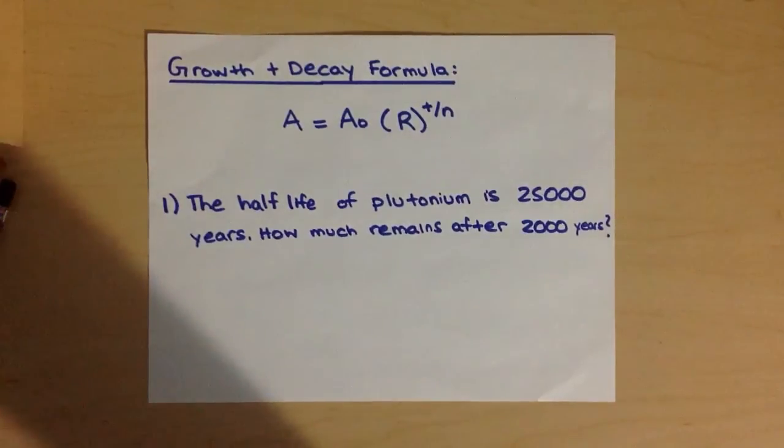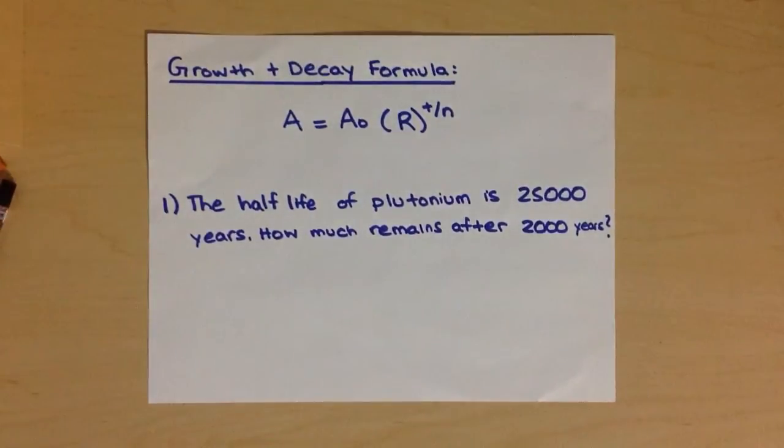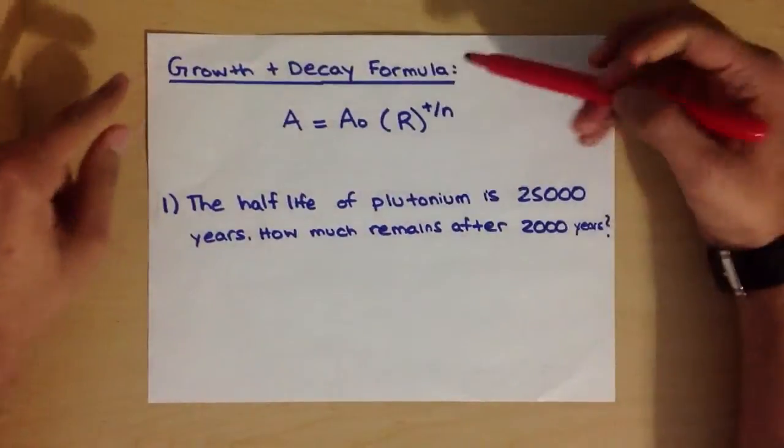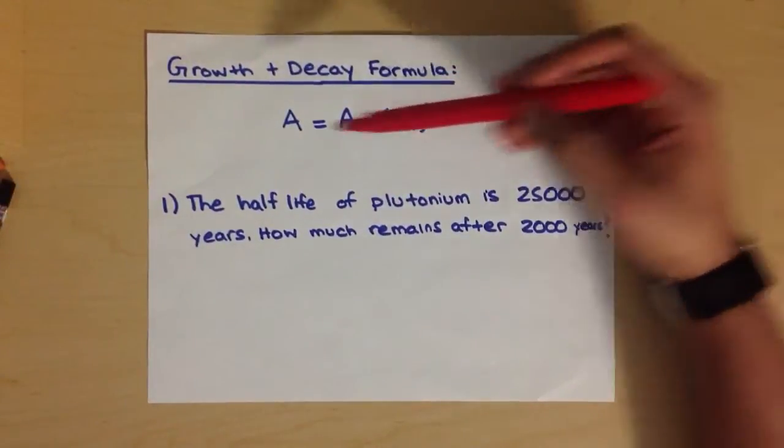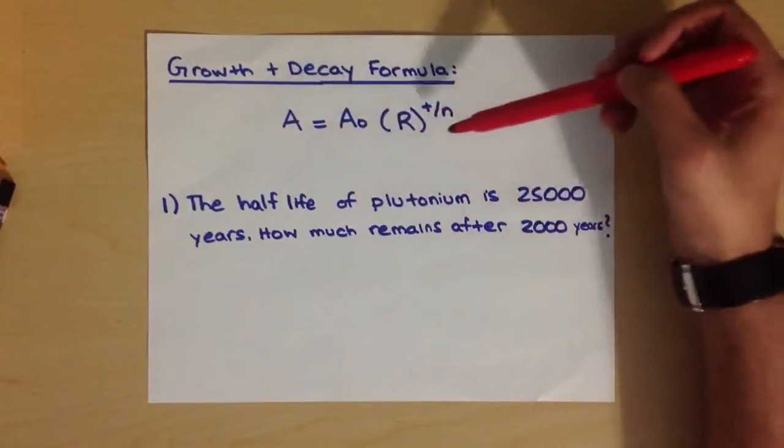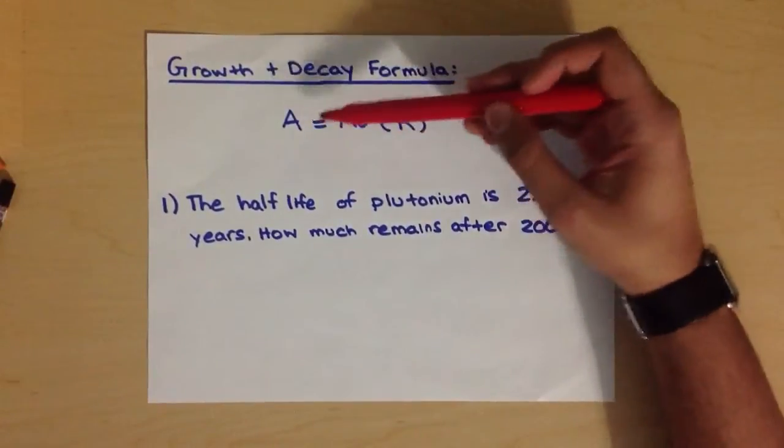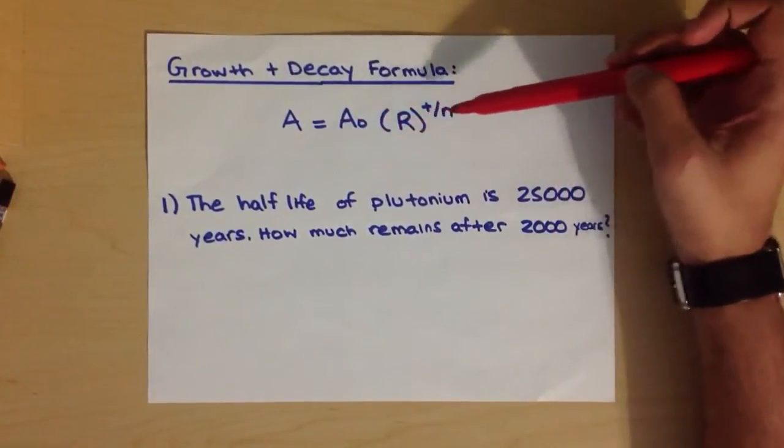Alright, so today we're going to be looking at what we can do with our knowledge of logarithms, and that's applications. One of the first applications we can do is half-life. Here's the general growth and decay formula that we're going to use. There are several different letters that you can use, but basically this is the equation: A equals A0 times R to the T over N.